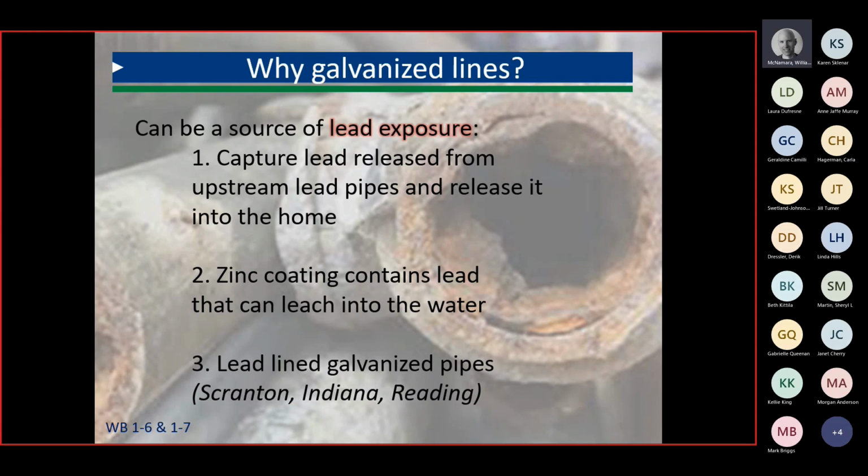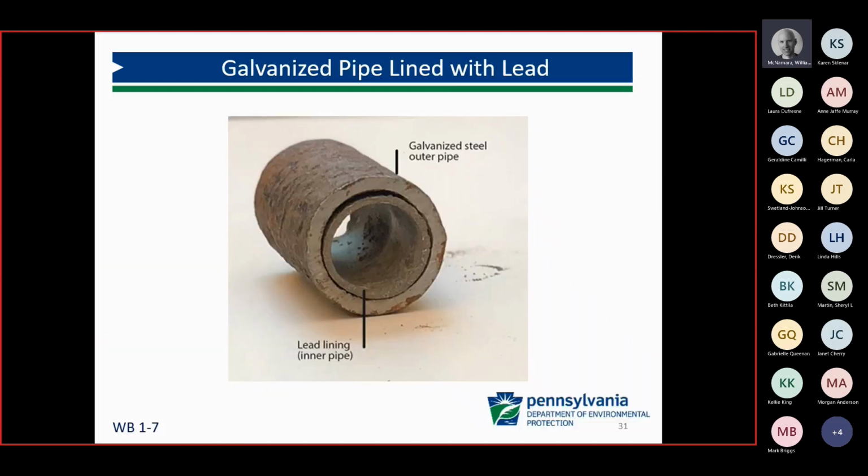Now this is mostly for when we do trainings in either the South Central or the Northeast, or even Northwest. There were 3 cities in Pennsylvania, Scranton, Indiana, and Reading, that, according to the EPA guidance, in the early 1900s, installed lead-lined galvanized lines. So these poor water systems have a heck of a job to figure out which of their galvanized lines might be lead-lined. This is what a lead-lined galvanized line looks like. It's essentially just a lead line shoved into a galvanized line.